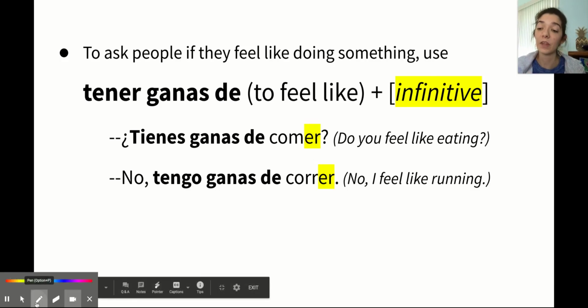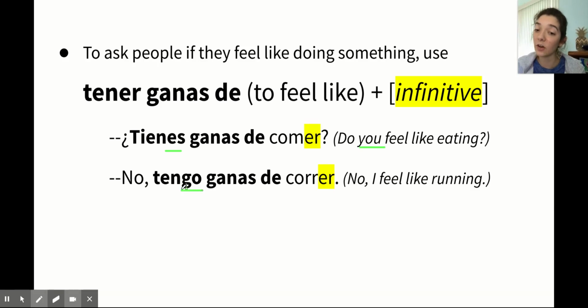Notice here we have tienes because I'm asking you. Here I have tengo because I'm saying I feel like. And also notice on the side there, we got comer and we got correr.